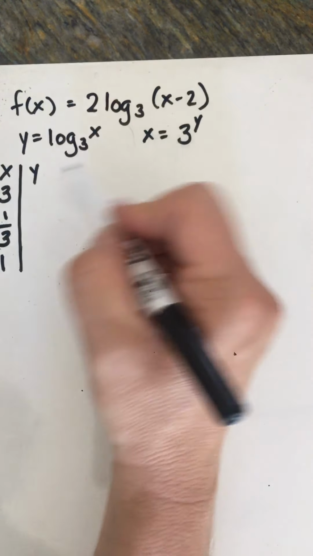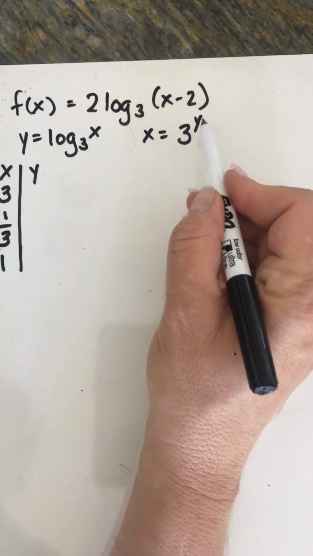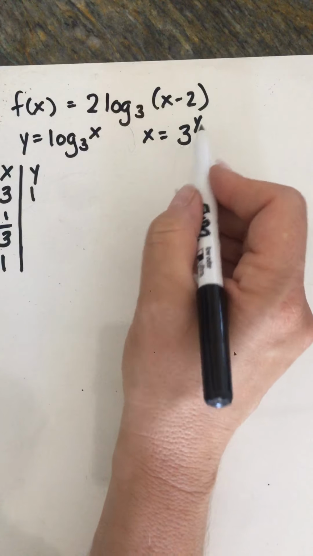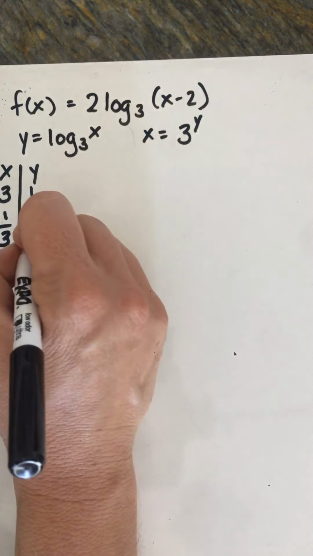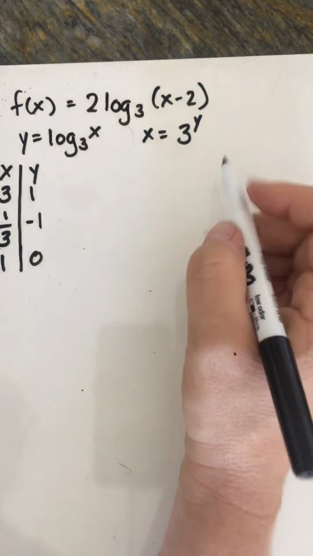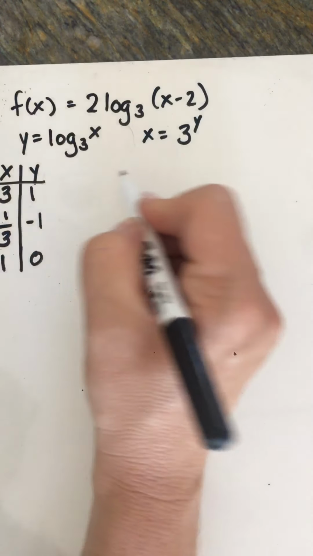So let's say using this. 3 to the what power equals 3, that'll be the first power. 3 to the what power equals 1/3, that'll be your -1. And 3 to the what power equals 1 is 0. All right, so there's our first chart.